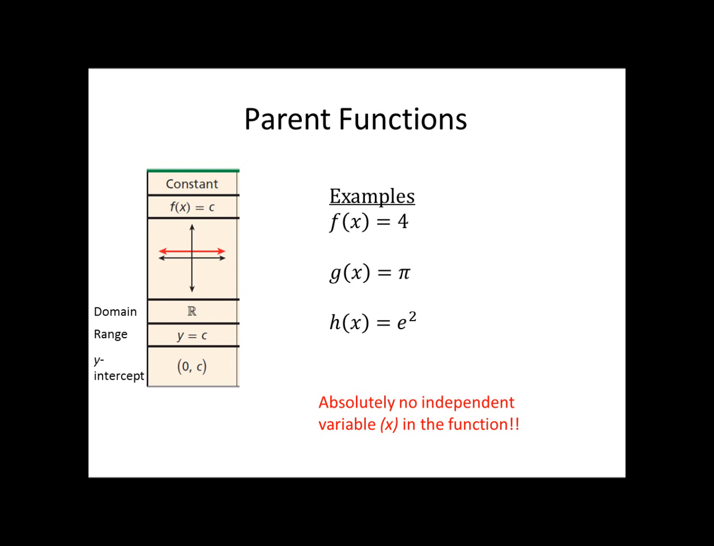Another example tried to make h of x look kind of weird. H of x equals e squared. E, like pi, is a very specific number in math. It's a constant, and even when you square that constant, it's still a constant. So what you need to really pick up on here is that there's absolutely no independent value in any of these 3 functions. There's no x. If you don't see an x at all, it's a constant function.